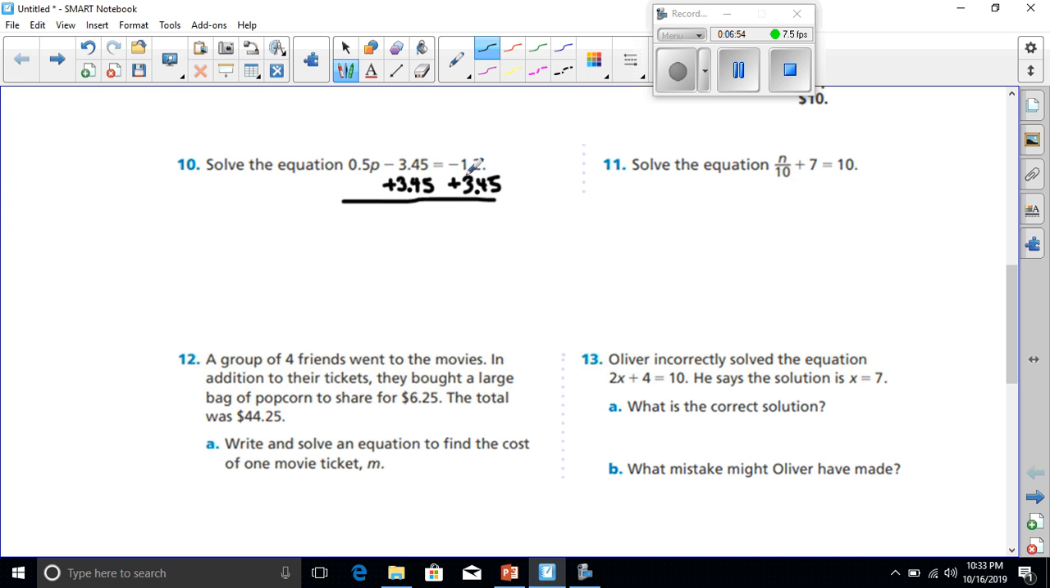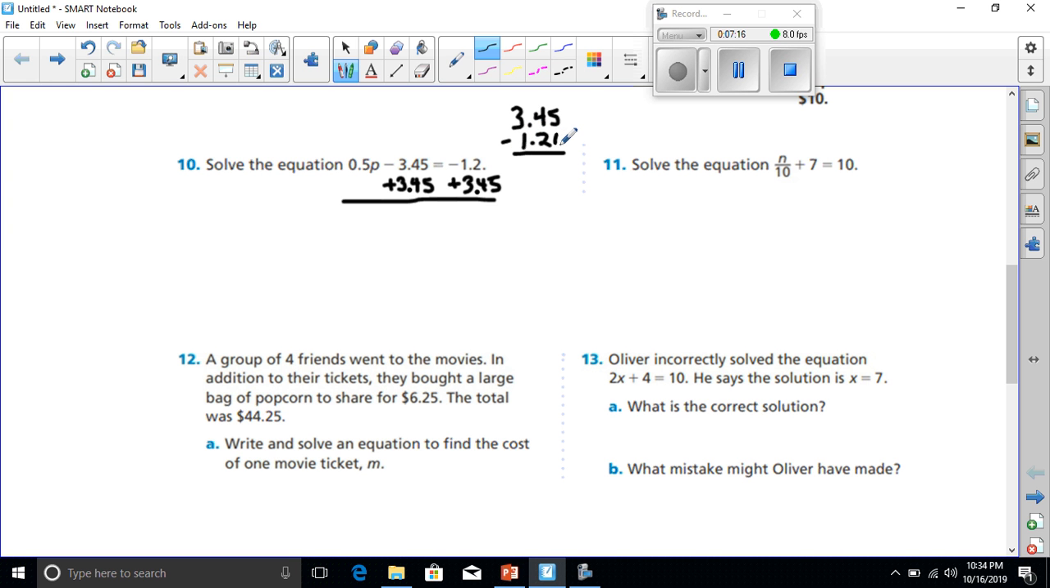And now I have one negative number and one positive number. And I remember my rule when I'm dealing with numbers is the big number minus the small number. Keep the number sign of the big number. So over here I'm looking at 3.45 minus 1.2. And notice how I line up my decimal point.